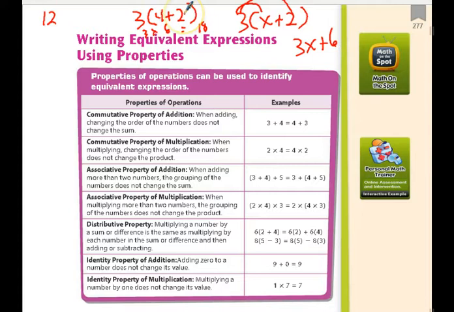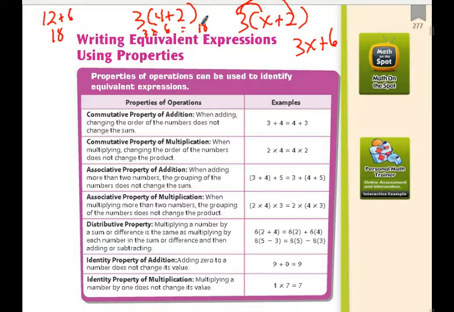What's 3 times 2? 6. What's 12 plus 6? 18. See how they come out the same way either way? That's the distributive property, and that's going to help you a lot when we're working with variables.